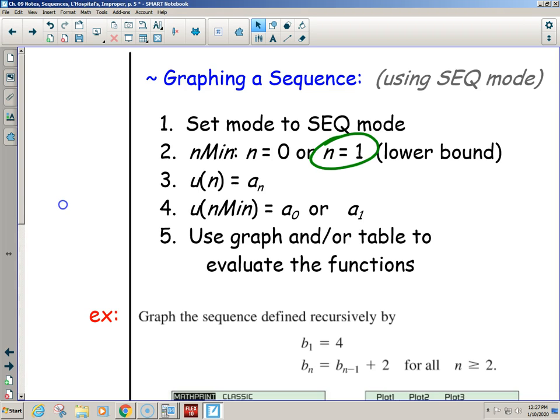So either one is the nth term. When it says u of n min, it's talking about the a sub 0 or the a sub 1, the initial term. And then we can use the graph, although the graph is going to be kind of messy because it's just like I have a first and a second and a third and a fourth and a fifth.